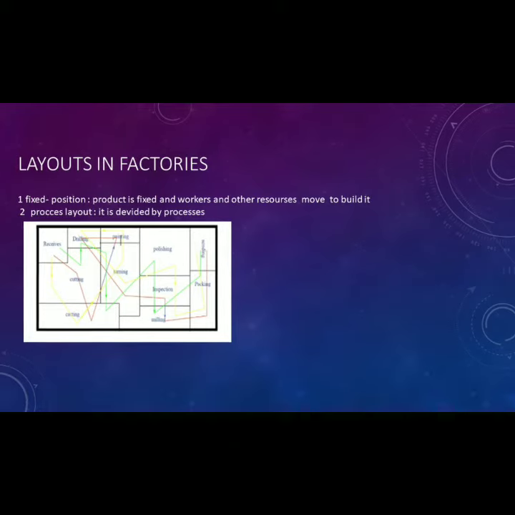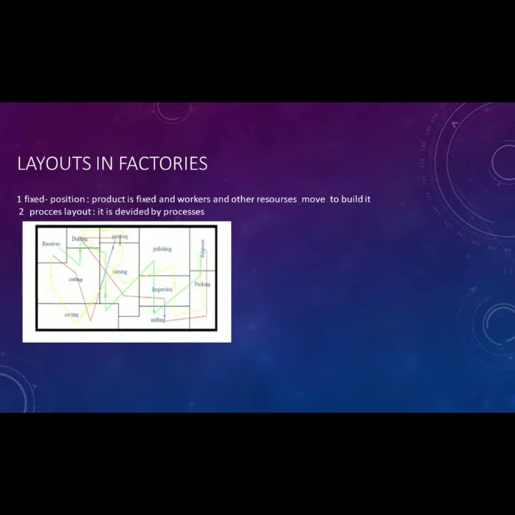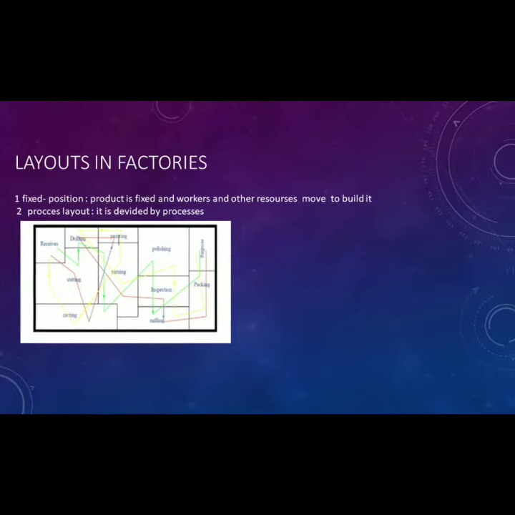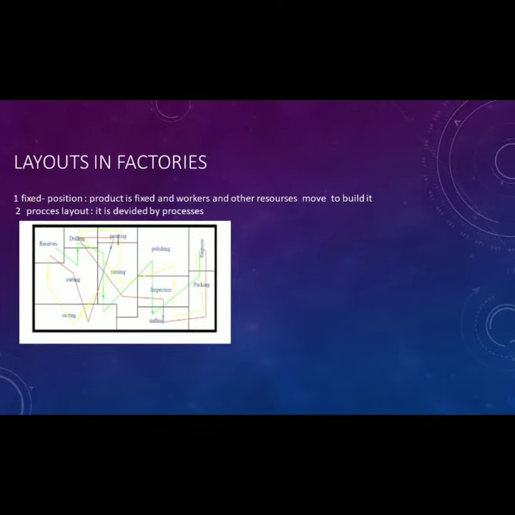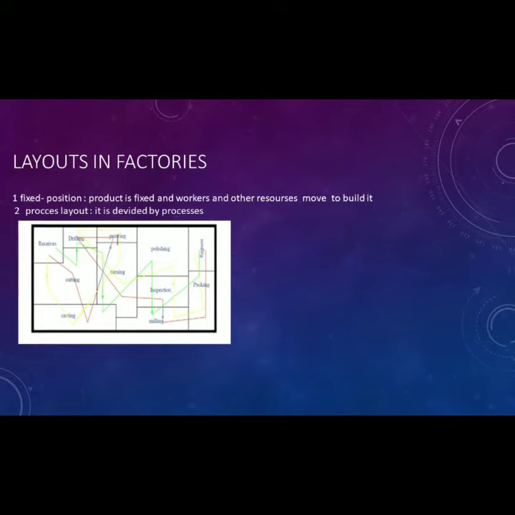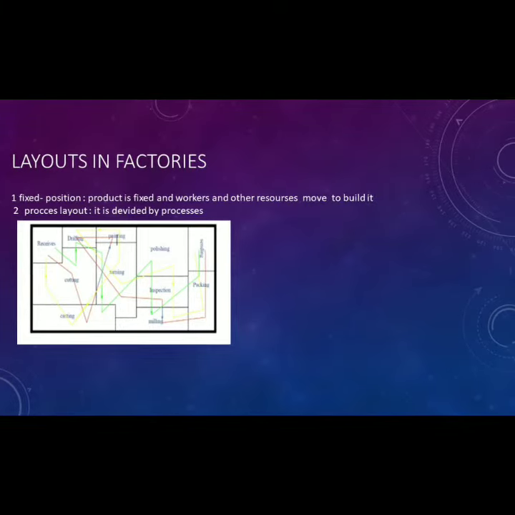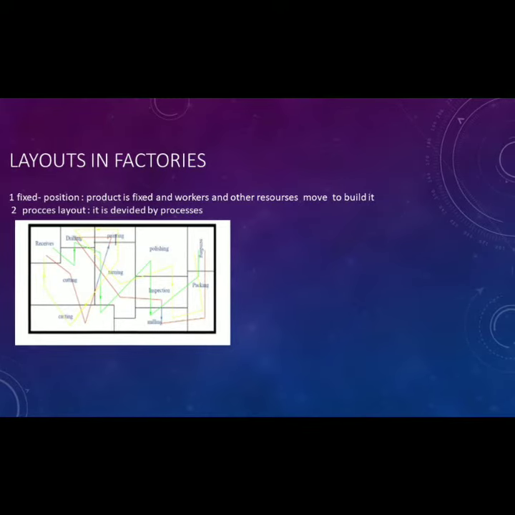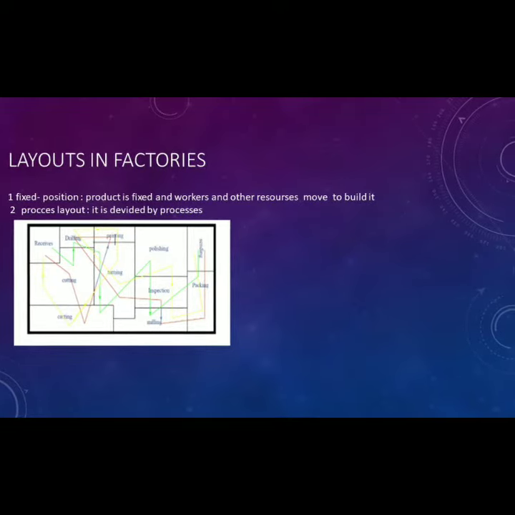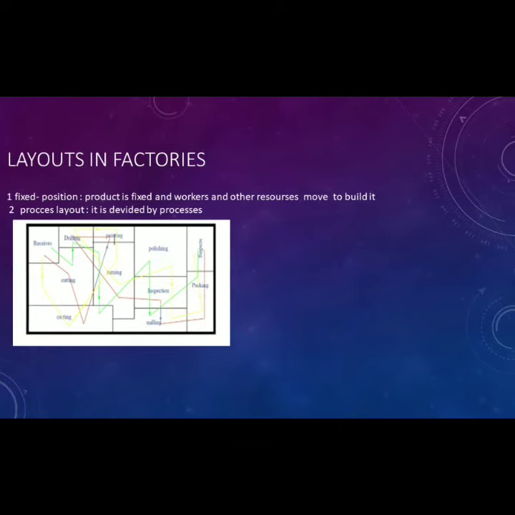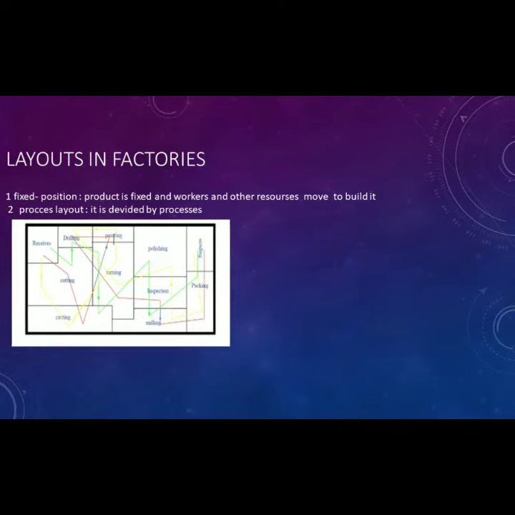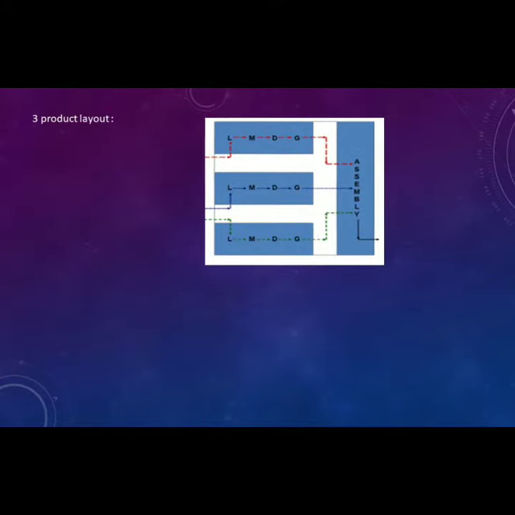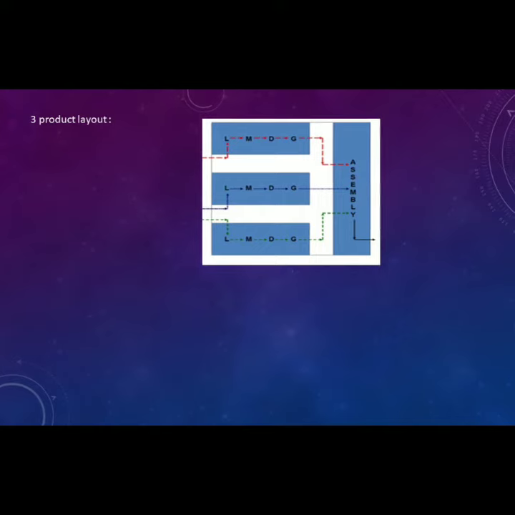The second type of layout is process layout, which is divided by processes. For example, as you see in this picture, we have a room for drilling, we have a room for cutting, we have a room for painting or something like this, and the product moves between these parts.